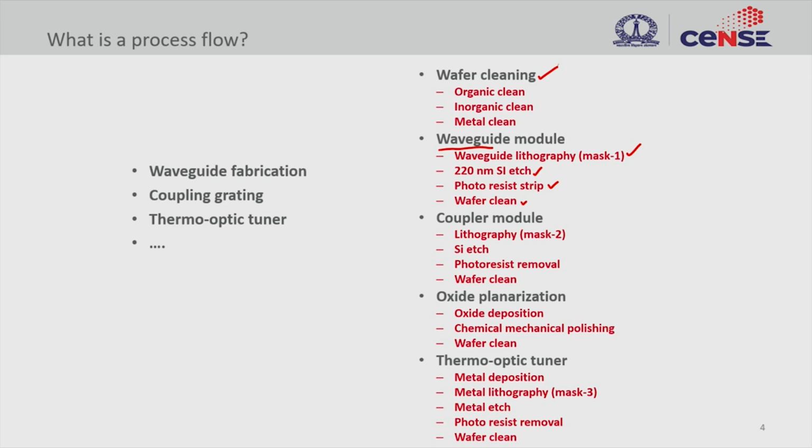After this waveguide module, there is a coupler module. This is again another device module. That again includes lithography, etching, photoresist removal, and cleaning step. So what I can do is take this particular module and place it wherever I want, based on the requirement from the designer side. Similarly, this wafer cleaning module, I can place between processes also, in order to make sure my transition from one module to another module is contamination or cross-contamination free.